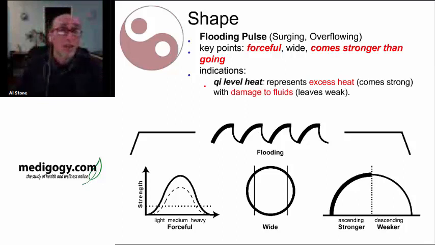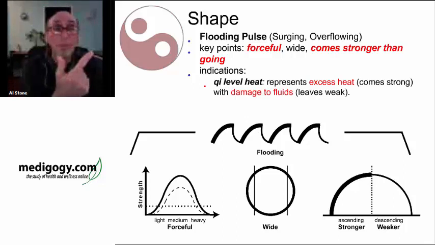The flooding pulse comes strongly, goes weakly. This is that Bai Hu Tang pulse. This is the chi level heat, Yangming channel disease, lung stomach heat. The 4 bigs are associated with this: big fever, big pulse, it's wide, big sweating, and big thirst.